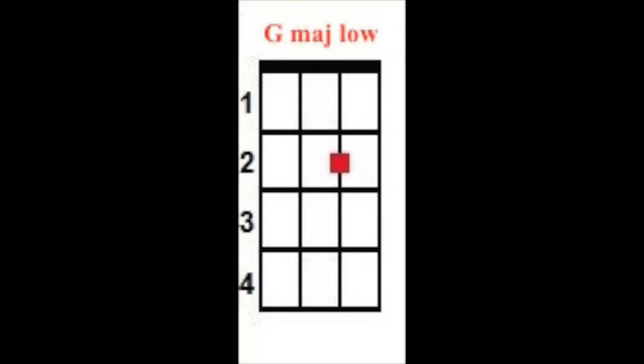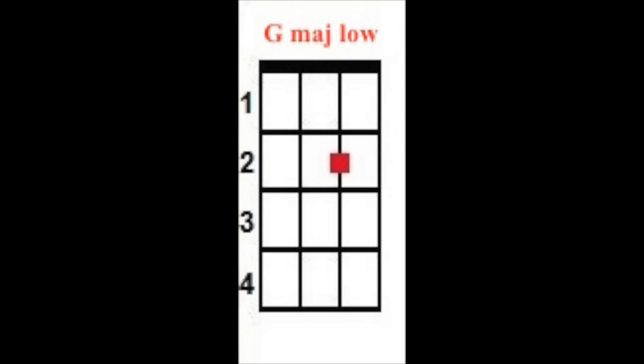Here is the second chord to learn. I've called it the G major low chord because it's located at the bottom end of the instrument. Again, there will be a G major middle and a G major high chord that we'll be looking at later in the course, but this is the most common version of the G major chord on the octave mandolin, so it's best to learn this version first.